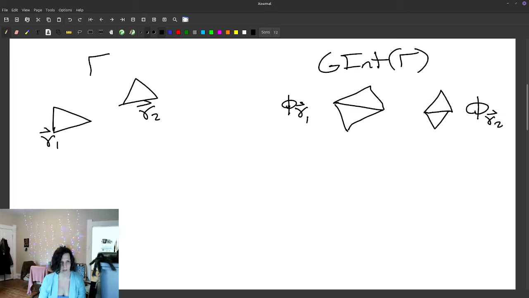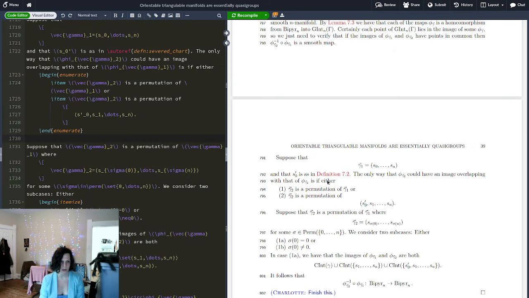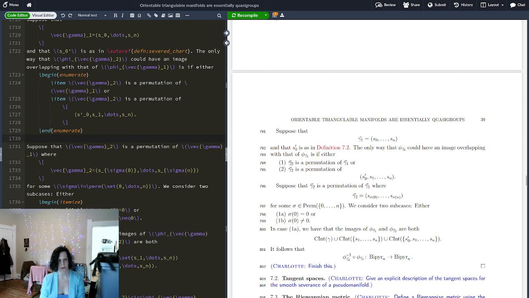In general, these don't touch each other at all, and there's nothing I have to do for them because there's nothing going on. The only interesting situation is when these two images actually overlap with each other. What I had started to write in the Overleaf document before I drifted off is how these two different things can overlap. Let me go back to remind myself of what I already observed. Either gamma 2 is just a reordering of gamma 1, which is definitely possible.